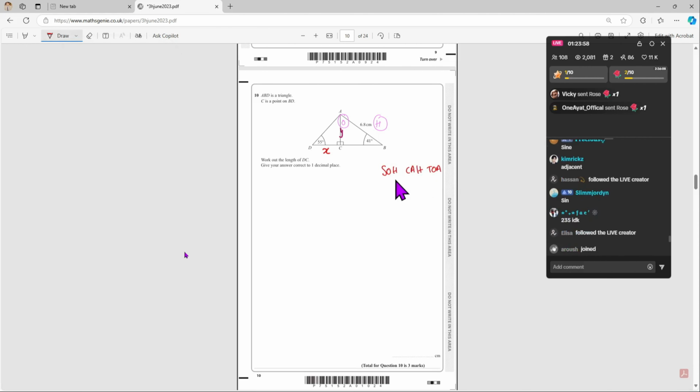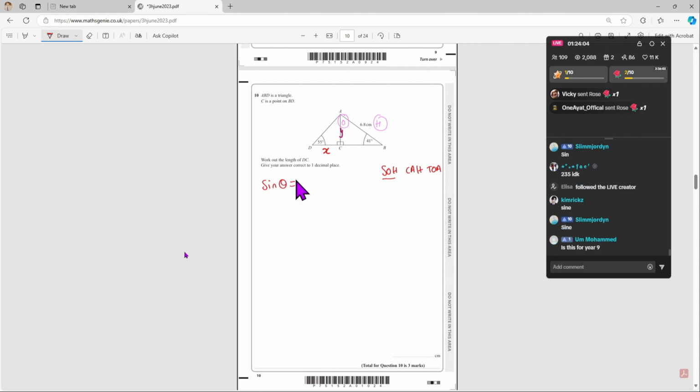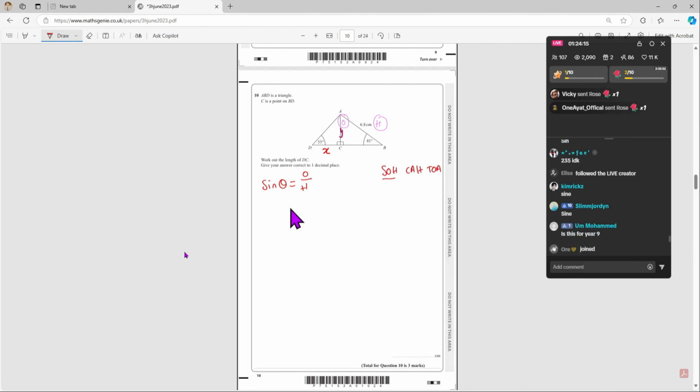And then we know we're going to be using a sine rule. So it's going to be sine theta, which is equal to opposite divided by the hypotenuse. And that is our formula, okay? Now let's substitute our values into the formula to work out our missing value of y. So we have sine 41 degrees, which is equal to opposite, which is our y, divided by 6.8.